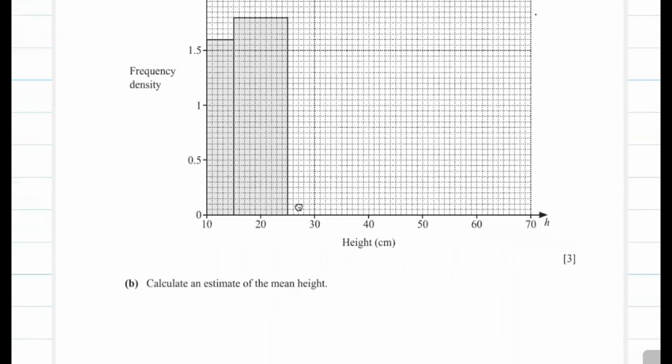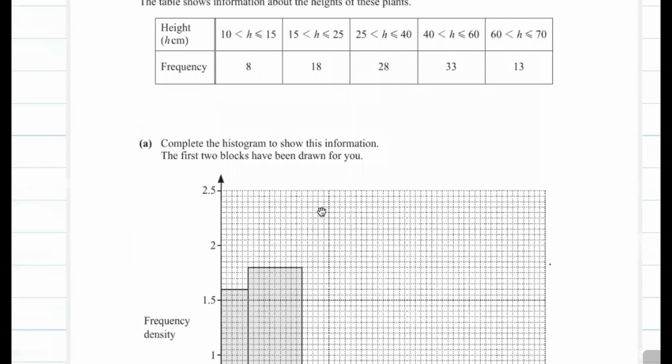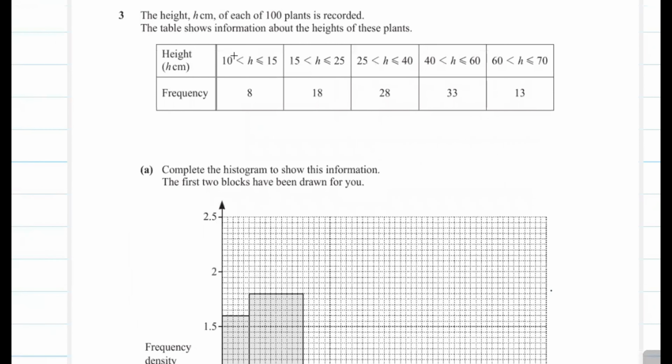The graph is drawn between height and frequency density because the class intervals of the heights are not the same. Here you can see the first class interval is 5 centimeters wide, then 10 centimeters, then 15 centimeters, 20 centimeters, and 10 centimeters. If the class widths are not the same, we draw the graph between frequency density and the class interval. Firstly, we find the frequency density to draw the histogram. You know the formula: frequency density equals frequency divided by class width.